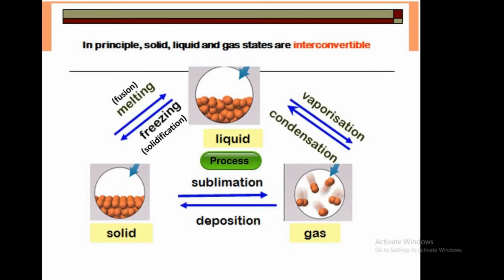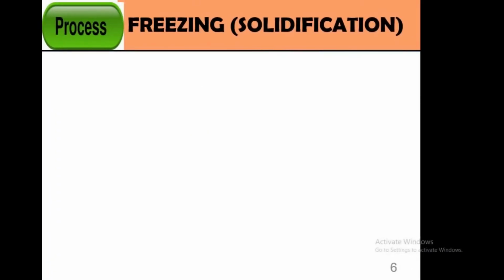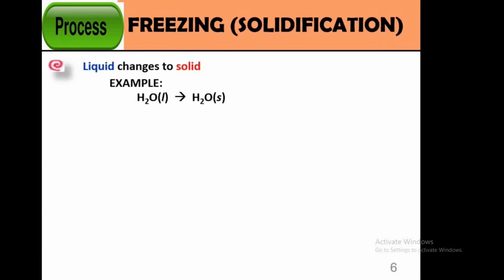So everyone, these are the processes of changes between solid, liquid and gas. Process number 1. Freezing, or also known as solidification. This process occurs when the liquid changes to a solid. For example, we have water in a liquid phase, then it becomes water in a solid phase.